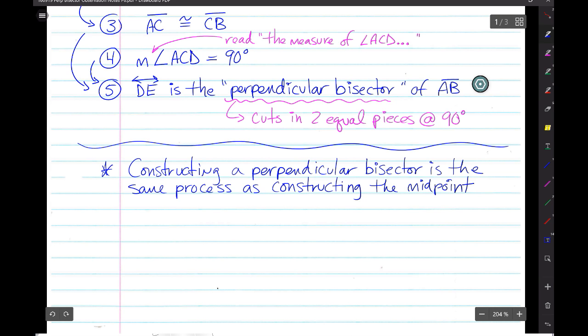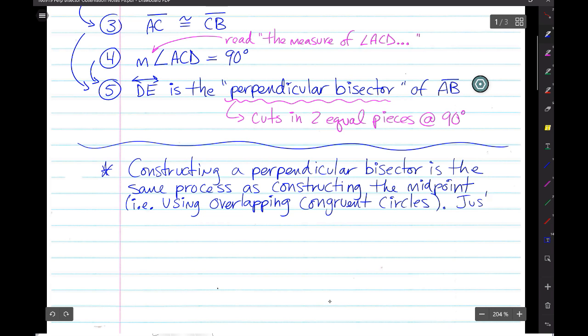So constructing a perpendicular bisector is the same process as constructing the midpoint. We're going to do a little side note here, a little in other words. Using overlapping congruent circles. So again, we're using these circles of same size that overlap. So it's that same process. All we have to do is just draw in the line.